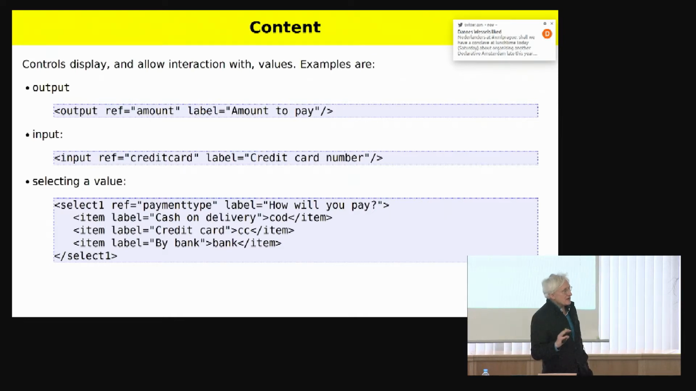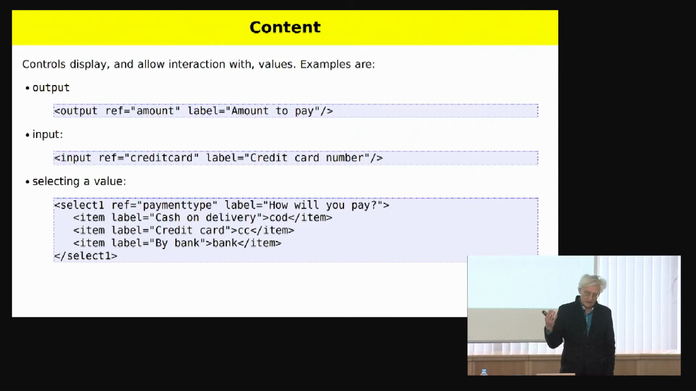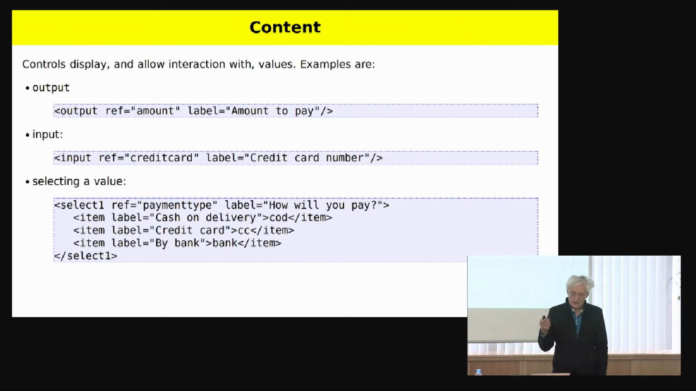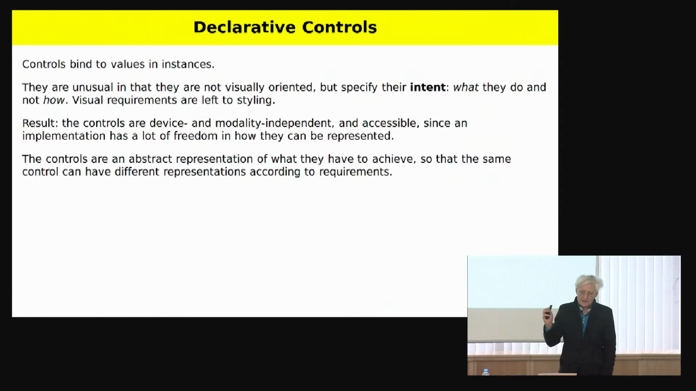All controls have a similar sort of style. They all have labels. You can add hints, so that if you hover over it, you get a hint about what's being asked for. You can have alerts, that's the message if the value doesn't satisfy its type or its constraints. So all the controls bind to values in instances, and that was just three examples.